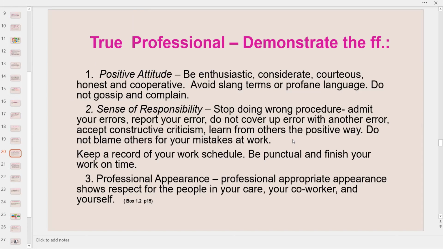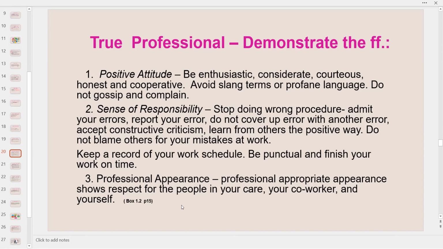Always own your mistake. Another example is to keep a record of your schedule. Be punctual and finish your work on time. Complete your tasks on time. Do not skip tasks. Do not try to choose the tasks that you're going to do. Make sure you complete all the tasks that are assigned to you.